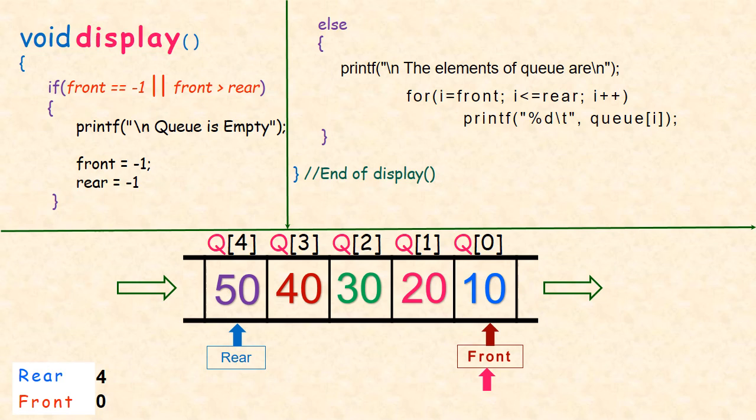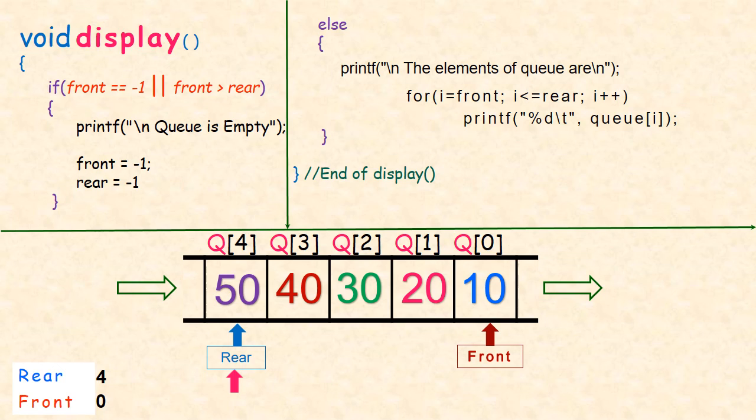So that i will be 0, 1, 2, 3, 4. After 4 the value of i will be 5 and the condition will be false. So you display 10, 20, 30, 40, 50 linearly using this for loop. This is how we display the elements of the queue. It is more similar to displaying elements of an array, right? We used to display from 0 to rear.